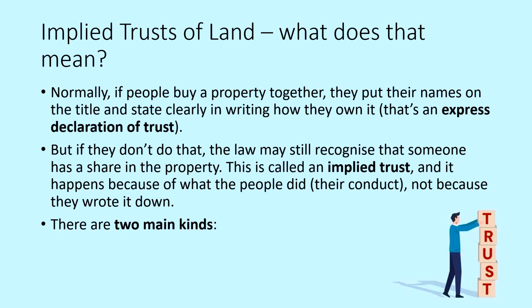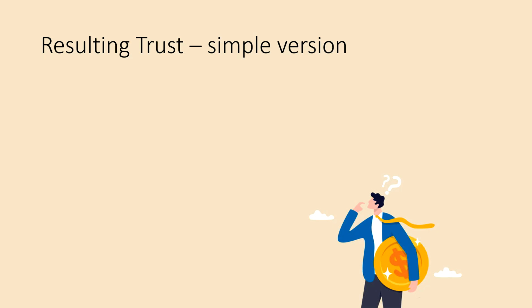And there are two main kinds, which are one, the resulting trust, which is probably the easier one of the two to understand, and then we've got constructive trusts, which can be a little bit more complex.